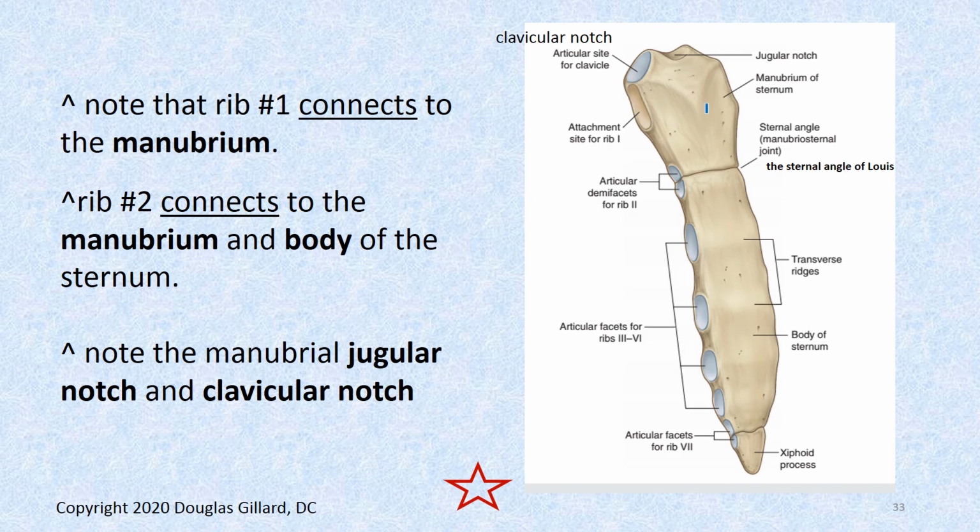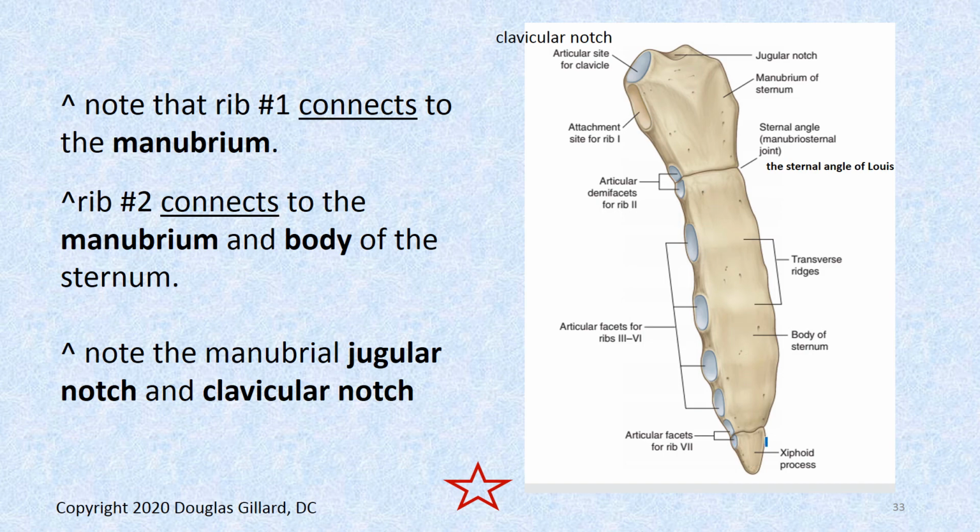Okay, now we have this. Make sure you know these parts of the sternum. This is all we're going to say about this. But there's 3 parts to the sternum. There's this shield-like thing called the manubrium. There is the main body called the body.